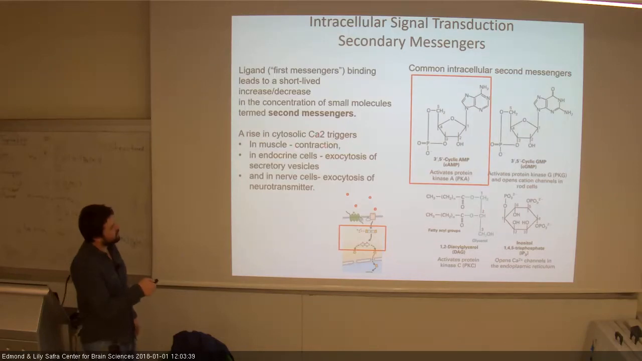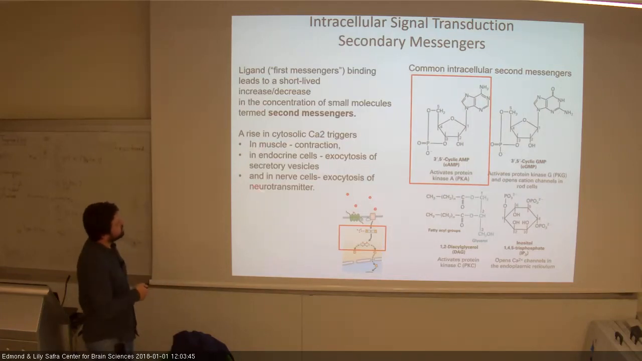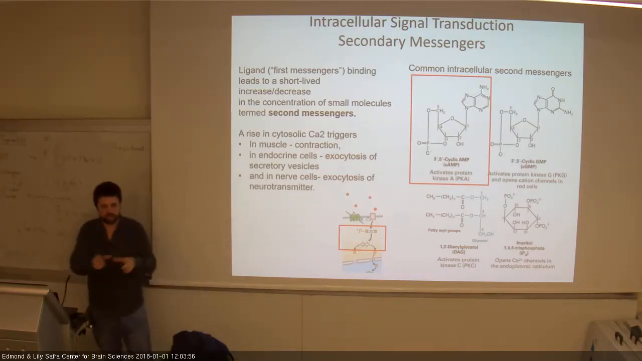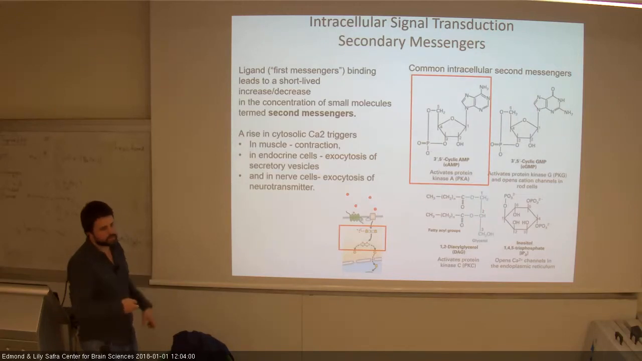For example, calcium, like you saw again in the Kandel paper. Calcium can be a signaling molecule, and it can be a secondary messenger by itself. For example, in muscle, it can cause contraction. In endocrine cells, exocytosis, and in nerve terminals, like we actually saw, it causes release or exocytosis of a neurotransmitter from the synaptic terminal.